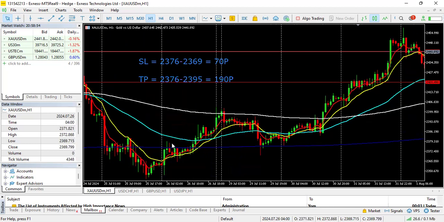Now, where do you enter your buy? Where do you enter for buy in this kind of case? Look at it. You enter for your buy when you see another candle reversal, another reversal just above your 5 and 13 EMA, right? So there were 2 candle reversals here. Look at it. 1, 2.